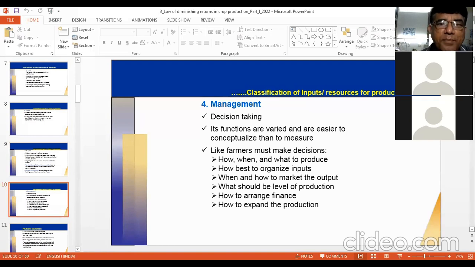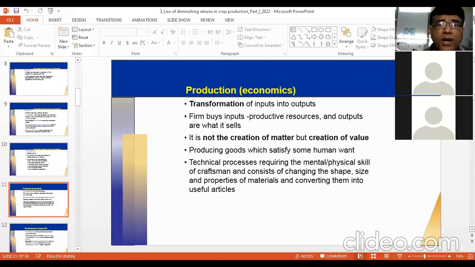So hope you understand the meaning of land, labor, capital, management. Now, what is production? I have already discussed production in another lecture, in the first lecture rather, when we were discussing principles of crop production. So if you remember, transformation of inputs into output. That is the simplest meaning of production. A farm buys inputs like productive resources and outputs are what it sells. They buy inputs or resources and then produce something which is sold in the market.